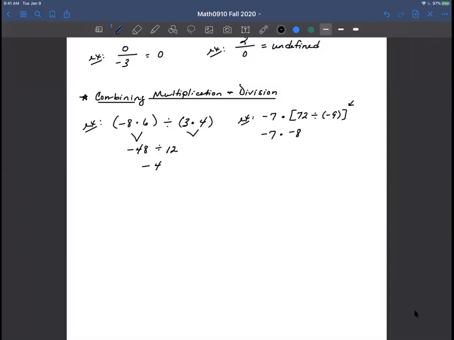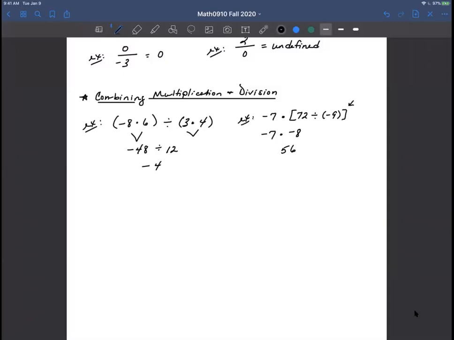Now I tackle my next line. -7 times -8, signs are the same, so the answer is going to be positive. 7 times 8 is 56. So if you got positive 56 as your answer, you are correct.